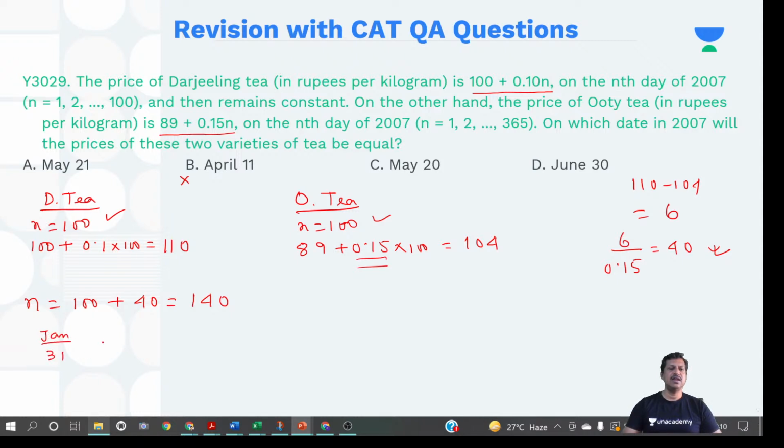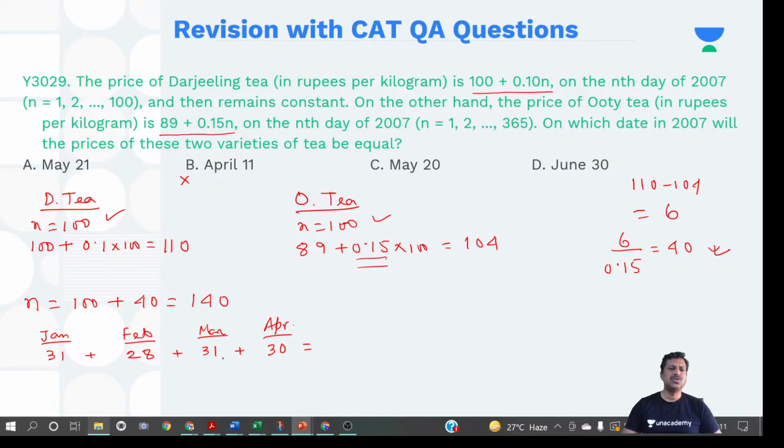January is 31 plus February is 28, 2007. So it will be 28 plus March. March will be 31 plus April. So I know that it will be either May or June. April, because this is gone. April is coming out to be 30. So if you add up, how much will I be getting?